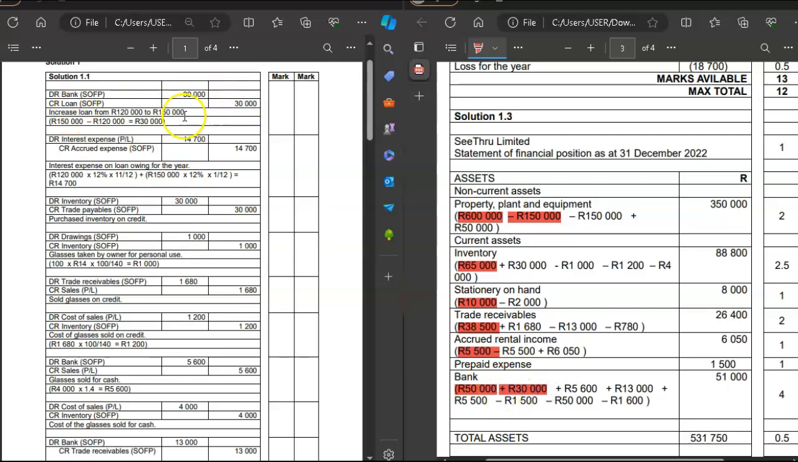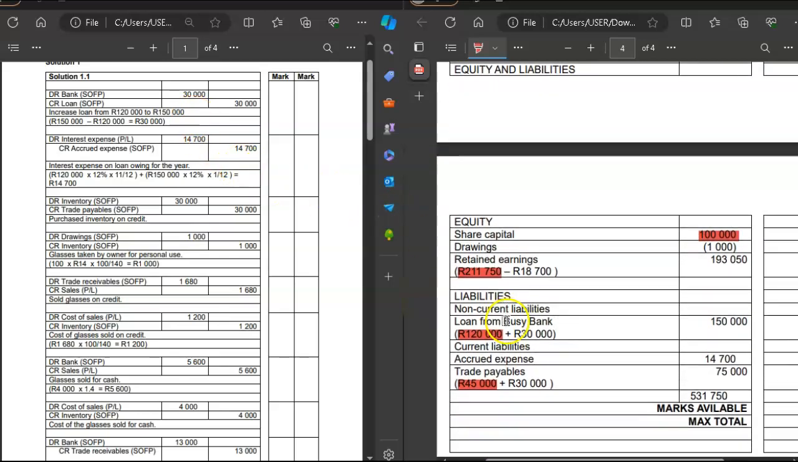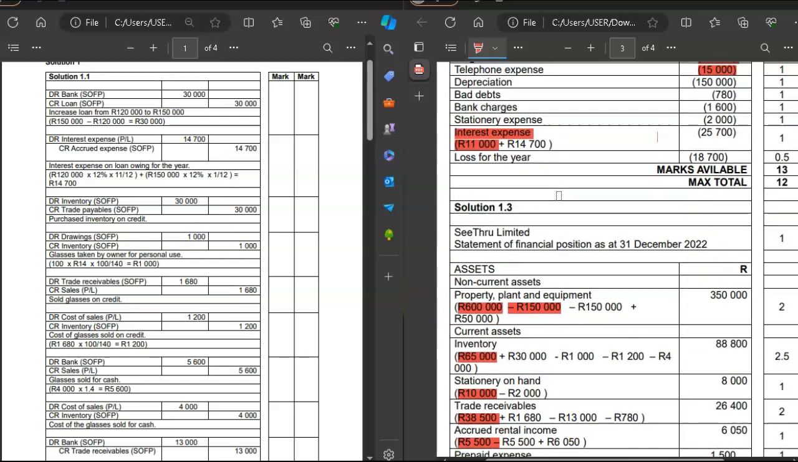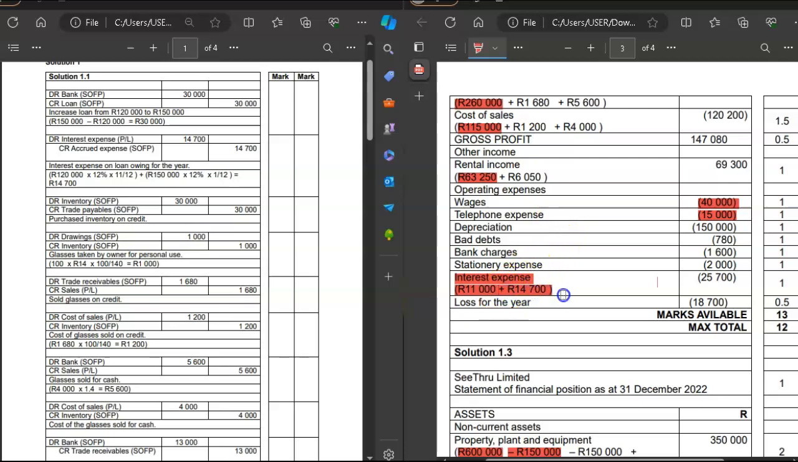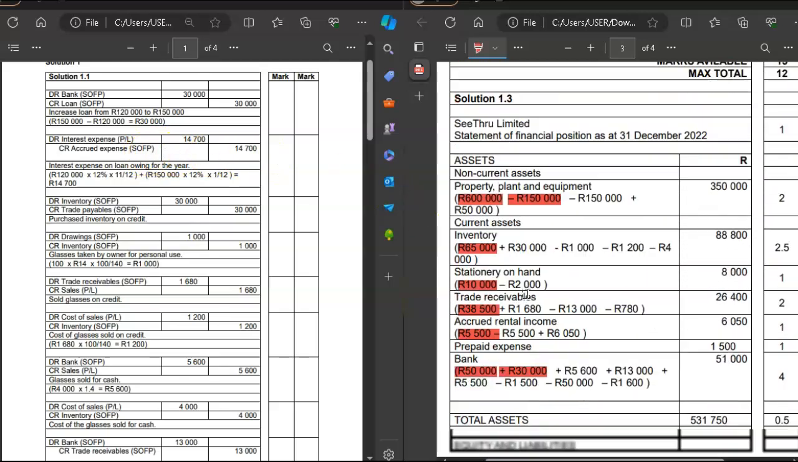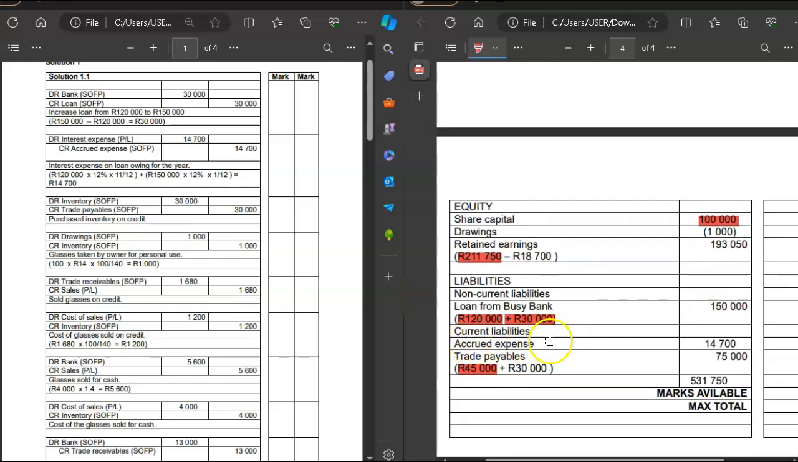Credit loan 30,000. Credit a loan. That means you're increasing a loan by 30,000. Go to your non-current liabilities, you'll find your loan, you put plus 30,000. Done. And then debit interest expense. That means you're increasing interest expense, right? Go to your income statement, go to interest expense, plus 14,700. Then credit accrued expense. Now accrued expense is a liability, that is current liability. So accrued expense, now you see we never have an opening balance, but now we put accrued expense over there. And we put it as 14,700.